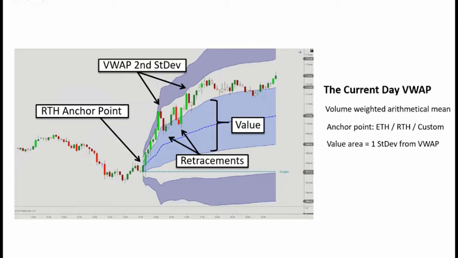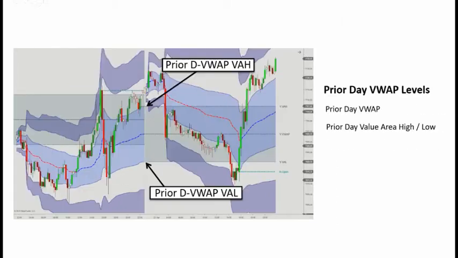So towards the end of the presentation here, we'll also have a look at how we determine VWAP value and overbought and oversold in higher time frames. But for now, let's take a step back again to the daily VWAP anchored at the default full session here.